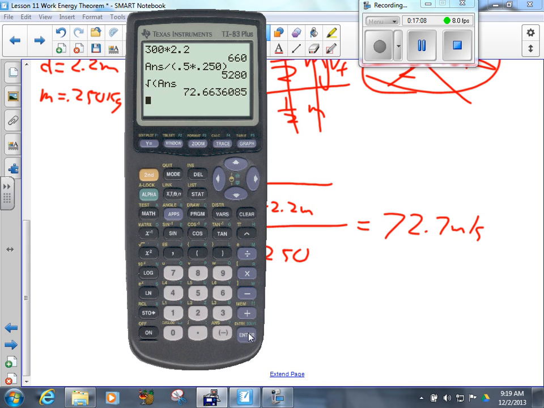Okay, if you wanted to do that all in one step, you can just go like this. So 300 times 2.2 over 0.5 times 0.250. It's not enough brackets. I want more brackets. There we go. Okay, so it'll work. It's just you got to keep track of brackets. Even I screwed that one up. I had one extra set of brackets. But as long as you close everything off, it's all good.